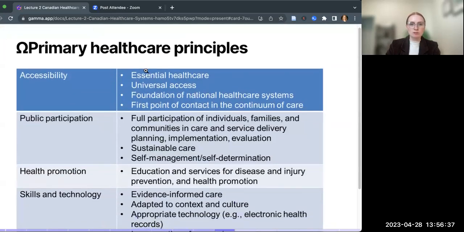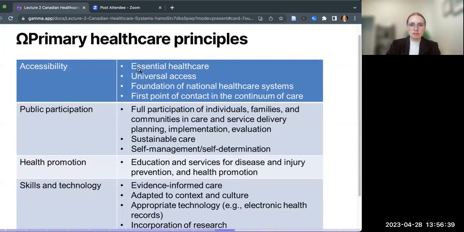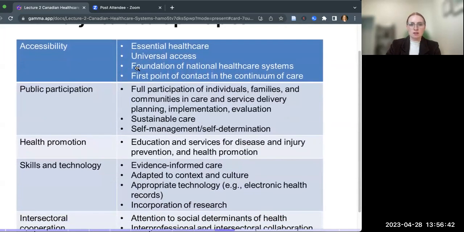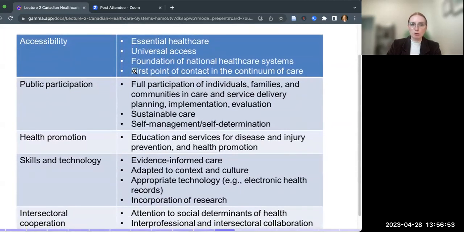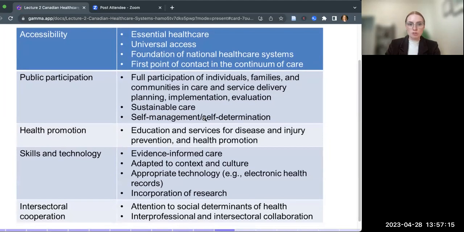So some primary healthcare principles. We talk about accessibility, so having universal access, the foundation of national healthcare systems, and the first point of contact in the continuum of care. We want public participation, so for full participation of individuals, families, and communities in the planning, implementation, and evaluation. So again, with that emphasis on patient-centered care and family-centered care, what do the users want? What do the people who are using the system want and need? Care that's sustainable and has self-management and self-determination. So there's that piece of local decision-making.